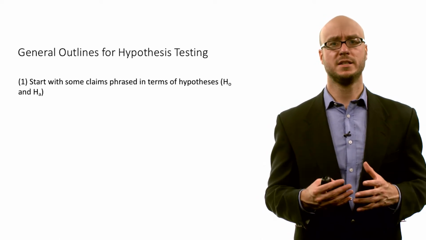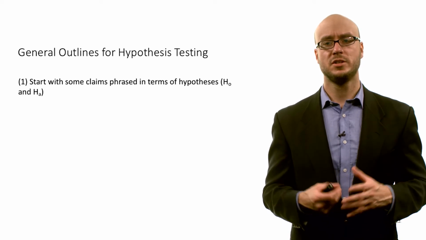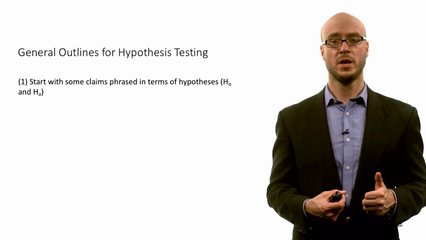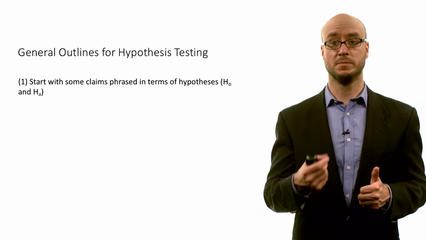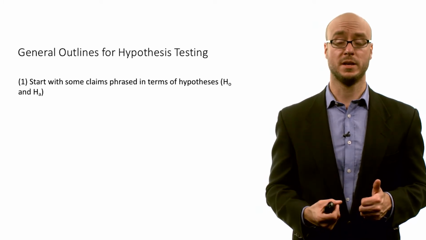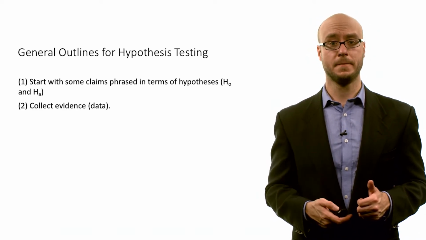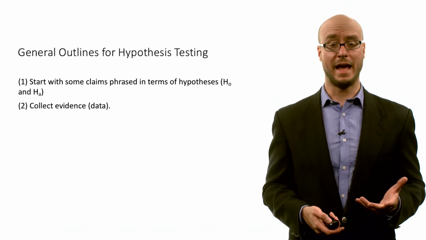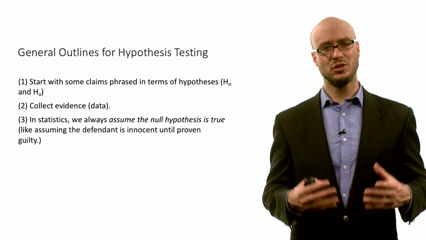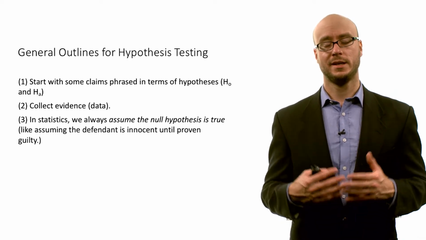So the very general outline of hypothesis testing: you start with some claims and you express these claims in terms of hypotheses. We call a null hypothesis H subscript 0, or H naught, sometimes people call that. And we call the alternative hypothesis H subscript A. Then we collect some evidence, data, and then we assume the null hypothesis is true. Intuitively, the null hypothesis is typically, not always, but typically the default state of affairs. It's something where nothing interesting is going on. In a legal context, it's like assuming the defendant is innocent until proven guilty.